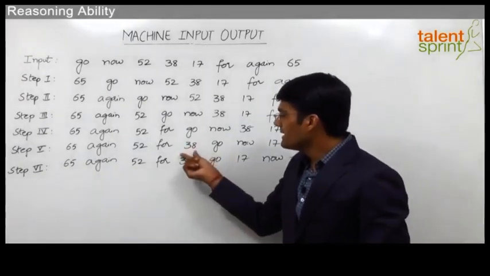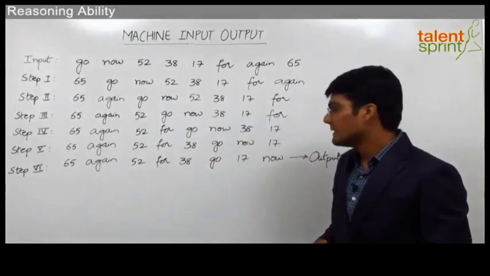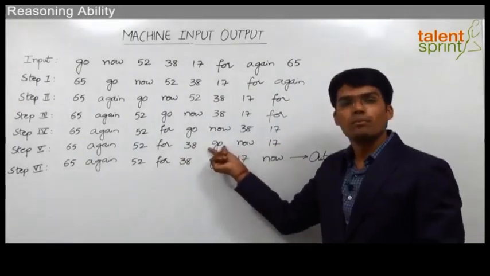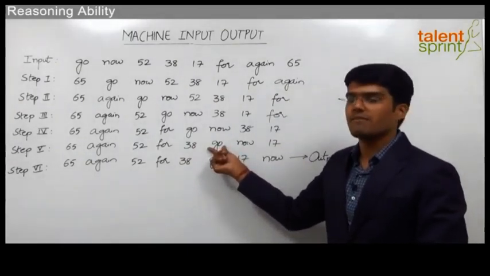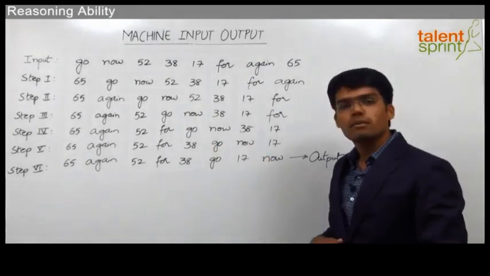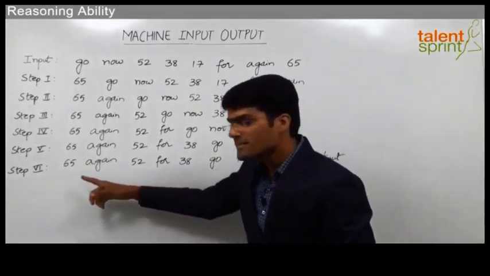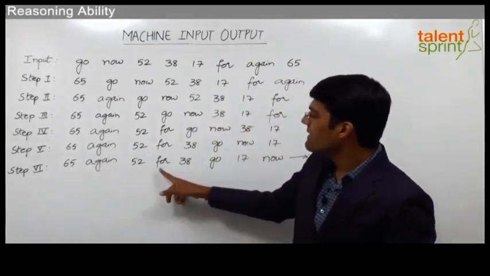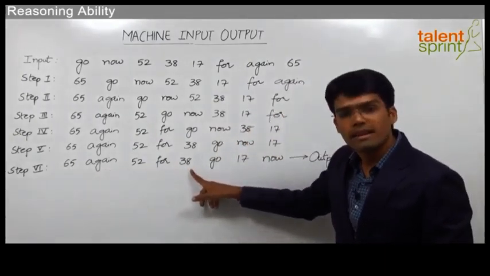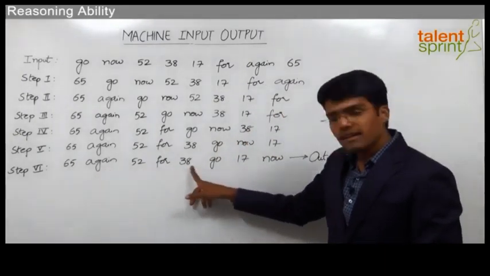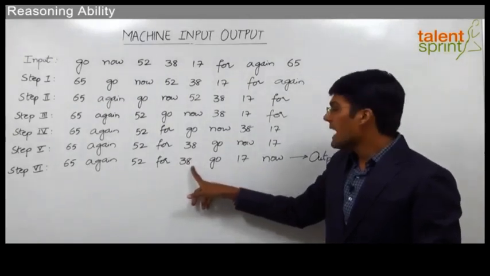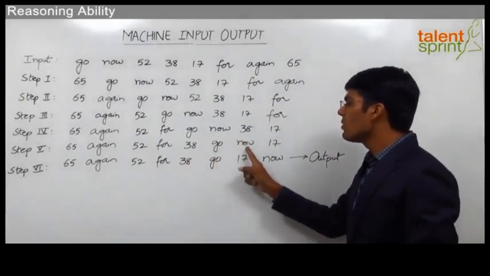After 38 we need a word, and that word here should be go, as it comes first in alphabetical order among go and now. Now moving on to step 6, we know that the first 5 elements are already in their correct positions. After 38 we need a word, and that word here should be among go and now.